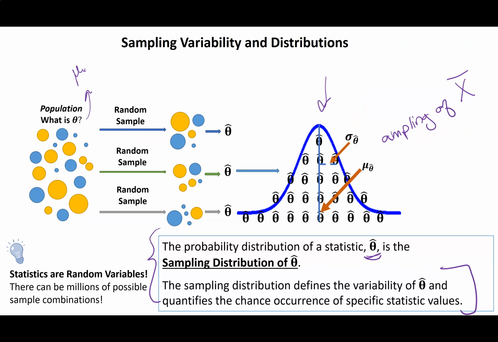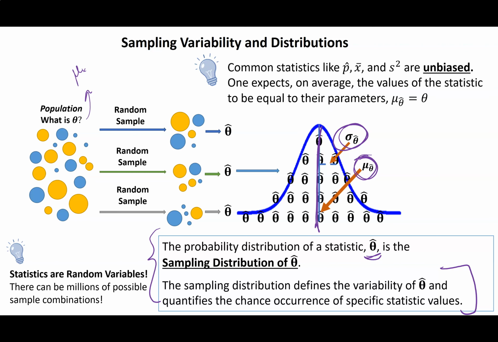So not only that, we can get an idea, like we know roughly where it should be centered, which is at the mean, and we know roughly where it should be spread, or we can calculate that.